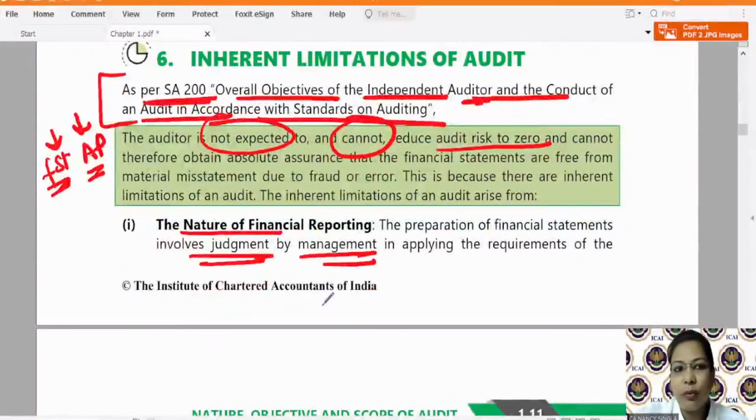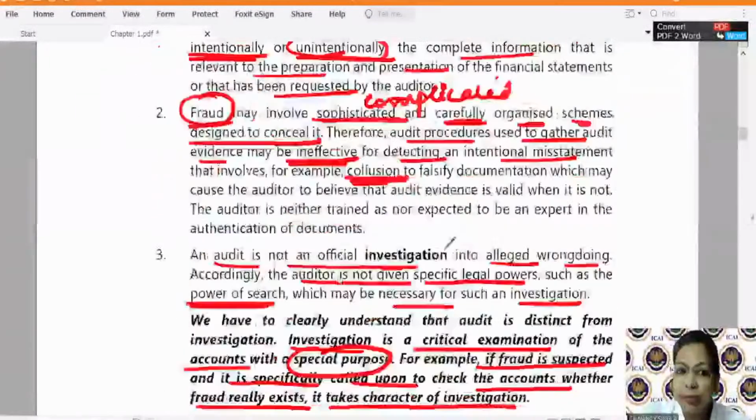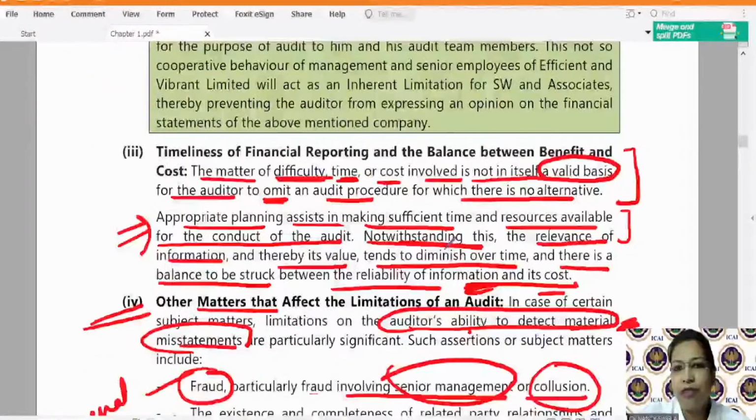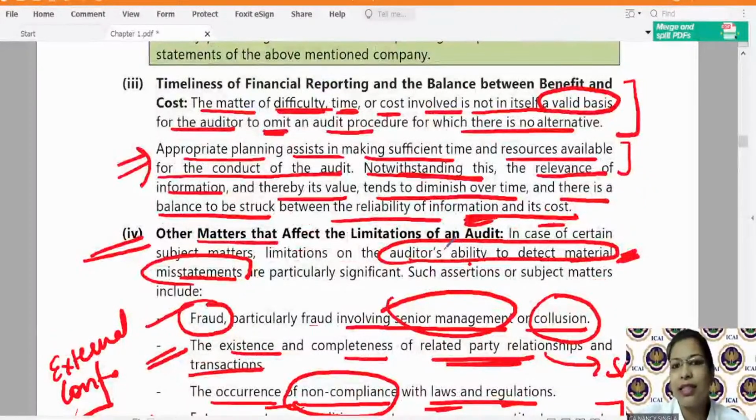Then a very, very important topic, which is inherent limitations of audit. And again, here, a reference of SA 200, right? So an auditor is not expected to, and he cannot reduce audit risk to zero. That is, he obtains reasonable assurance. He cannot obtain absolute assurance. And what is the reason? The inherent limitations of audit. One is nature of financial reporting. Second is nature of audit procedures. Third is timeliness of financial reporting and balance between benefit and cost. And fourth point is other matters that affect the auditor's ability to detect material misstatement, whether due to fraud or error, right?